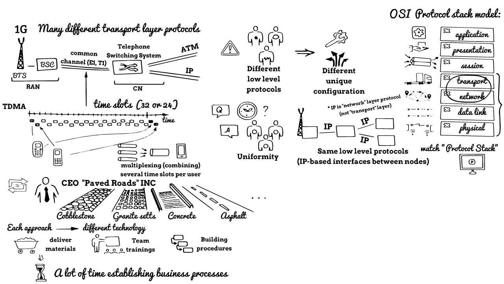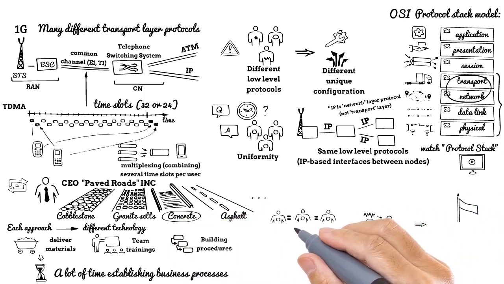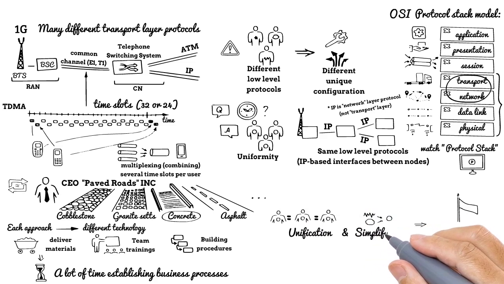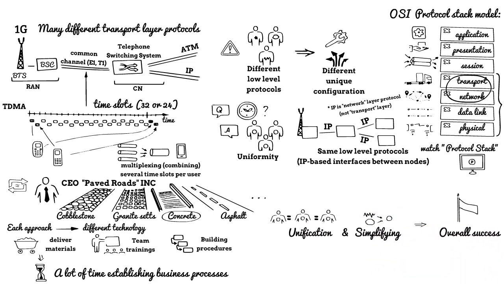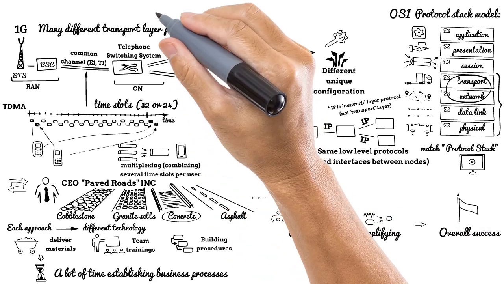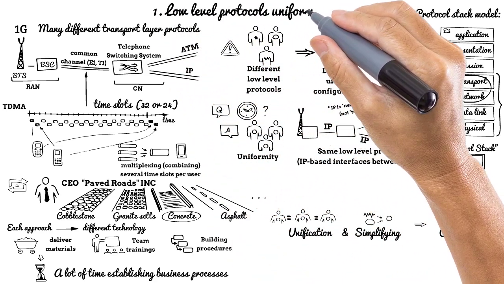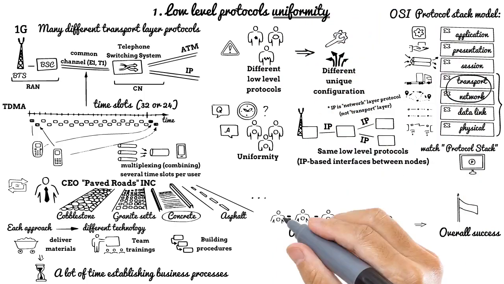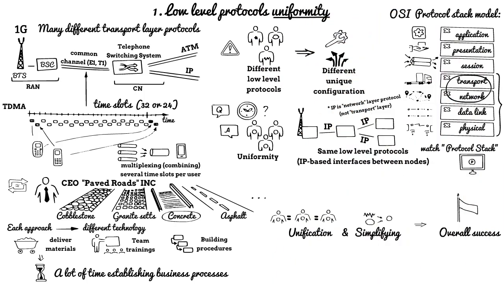It would be much easier to take care of just one type of paved road to be built by your company, for example concrete roads. Business process unification and simplification are the keys to optimization and overall success. So the first improvement within the mobile network is transport protocol unification. All connections between nodes are IP based.